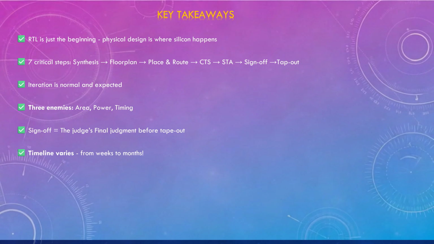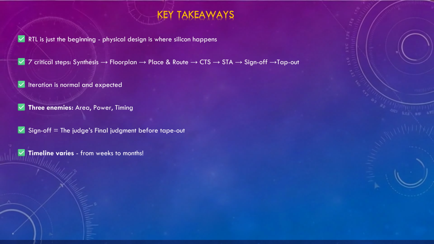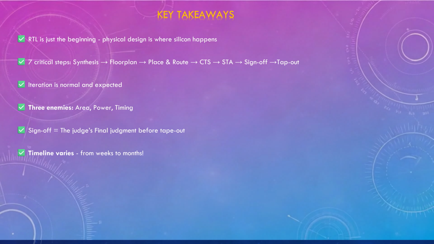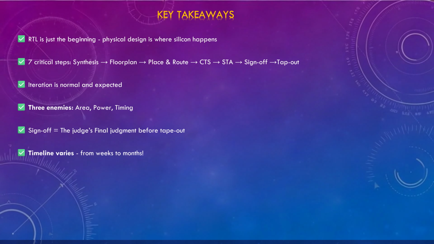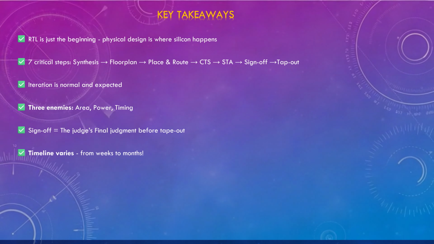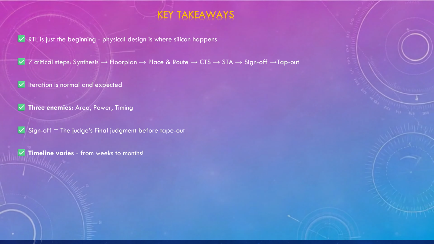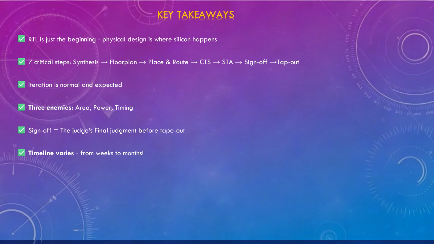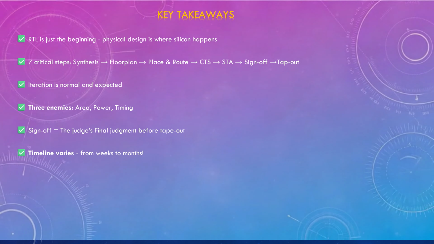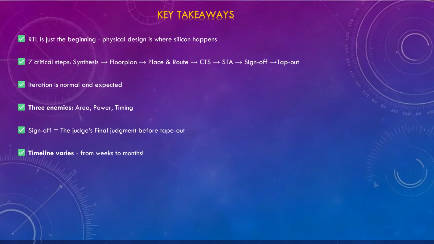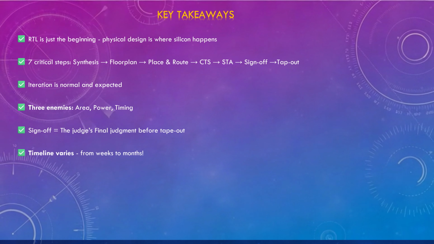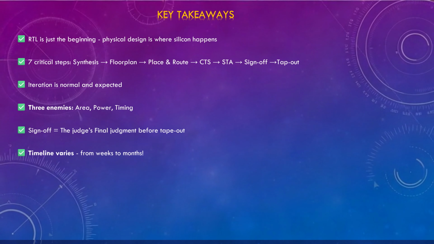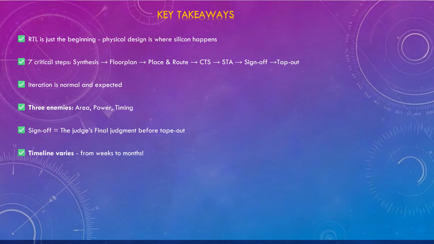Number 3, iteration is normal and expected. Don't panic if you don't get it right the first time. Number 4, 3 enemies: area, power, and timing. You can't optimize all 3. Learn to make trade-offs. Number 5, sign-off is the judge's verdict. DRC, LVS, and STA must all pass before tape-out. And number 6, timeline varies from weeks to months.